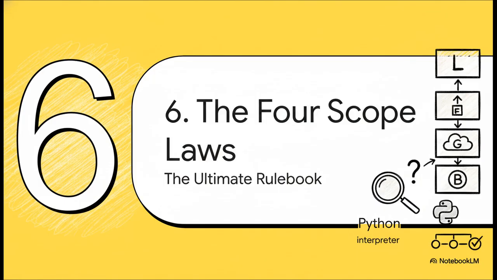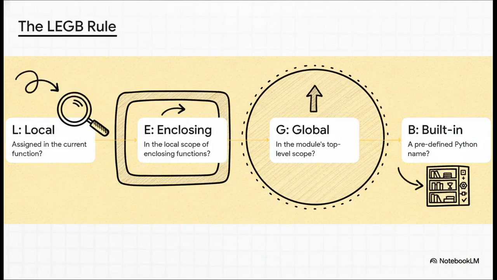Okay, let's pull all of this together into one simple ultimate rulebook. This is the exact four-step process that the Python interpreter follows every single time it needs to figure out what a variable's value is. It's called the LEGB rule, and the order is everything. First, Python checks the local scope, right inside the current function. If it's not there, it checks the enclosing scopes, any functions that are wrapped around the current one moving outwards. Still no luck, it checks the global, top-level scope. And if all else fails, it finally checks the built-in scope for things like the print function. And here's the key. The very first place it finds a match, it stops looking and uses that value.